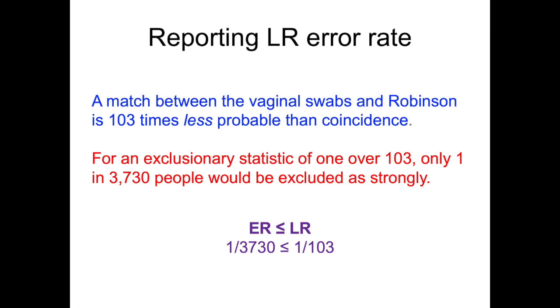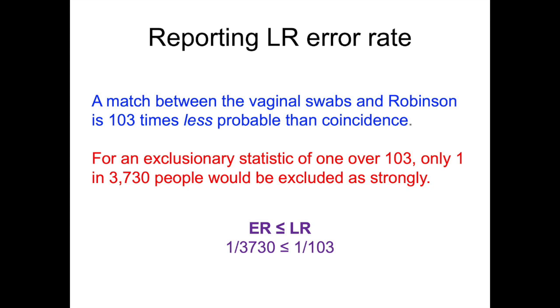Because the likelihood ratio is flipped to the other side with the hypothesis for exclusionary results, the law is the error rate is less than or equal to the likelihood ratio because we flip the hypothesis. And as you see, 1 over the LR would be an upper bound on the error rate, 1 over 103. And here it's about 30 times less, 1 over 3,700. That's how we report this.